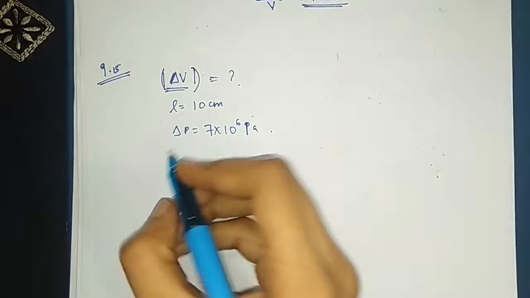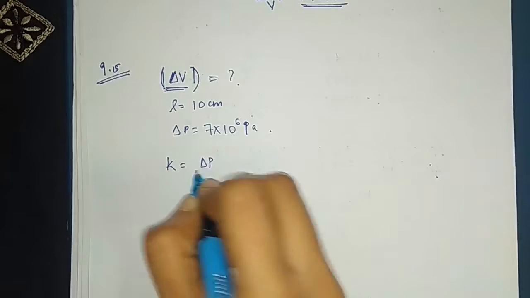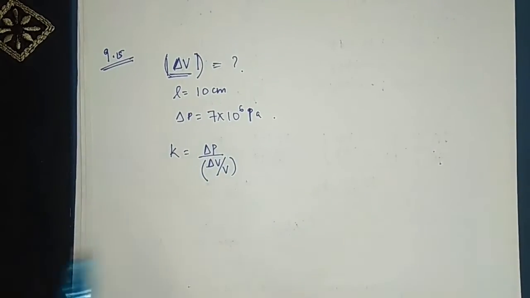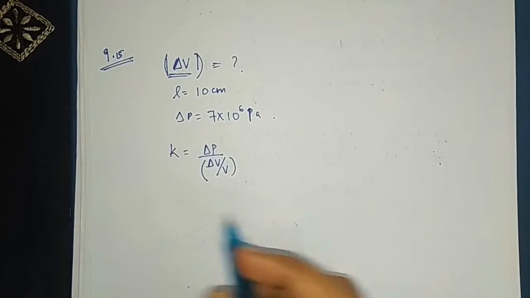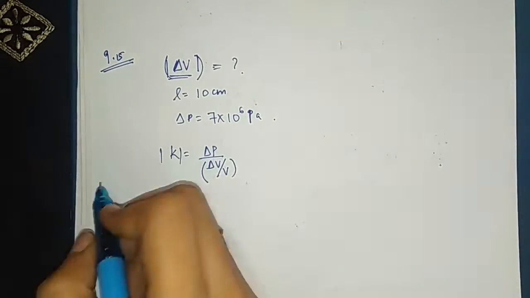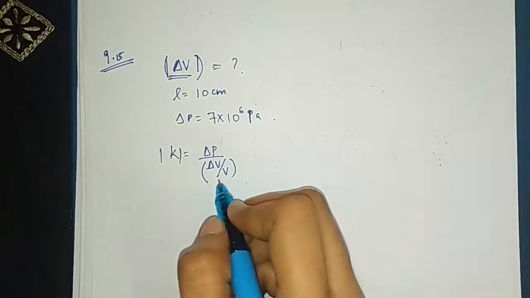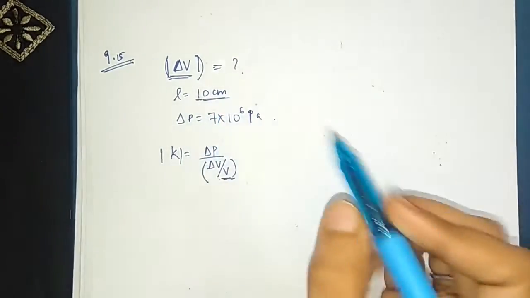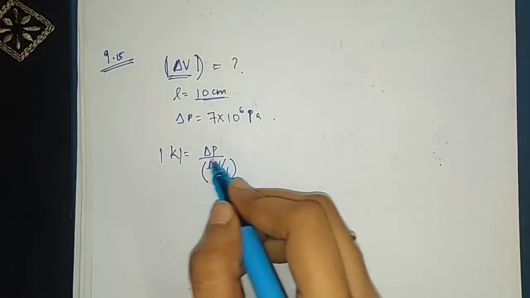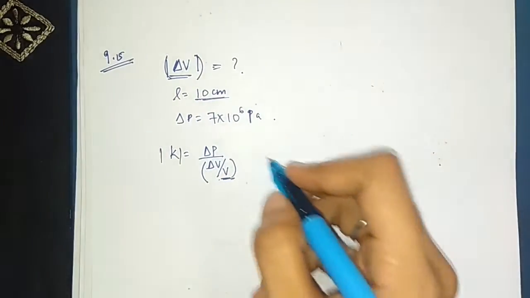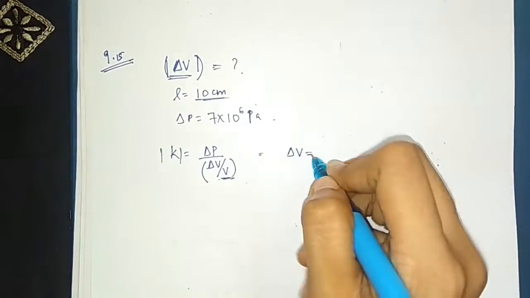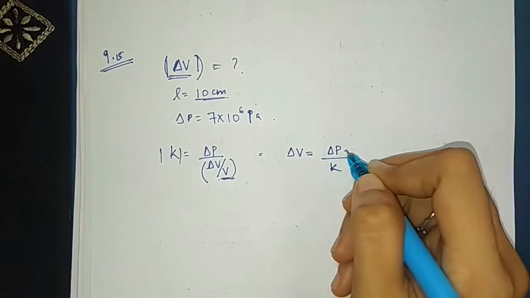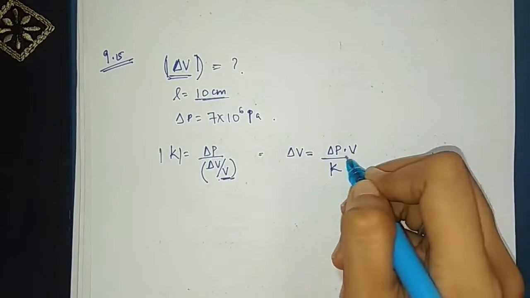So let's write the formula of bulk modulus, which is delta P divided by change in volume over the original volume. I'm not using the negative sign here as well. This is just the magnitude. So delta P is given, and V is nothing but the volume of the cube. As length is given, we can find the volume of the cube, and what we have to find is delta V. So I'll take delta V to that side. So delta V is delta P divided by K times volume.